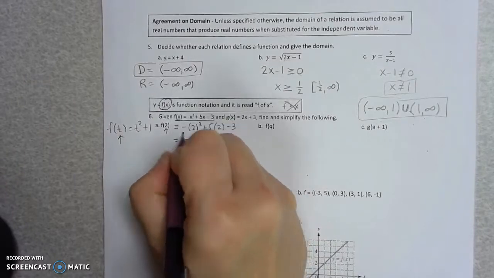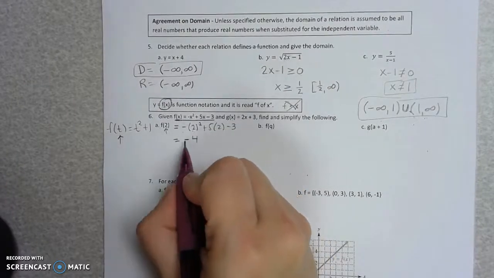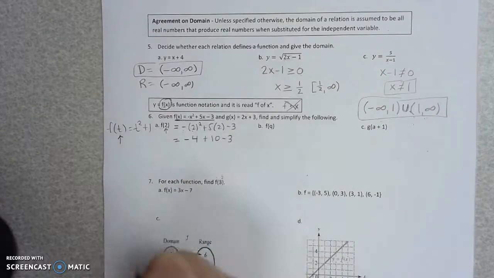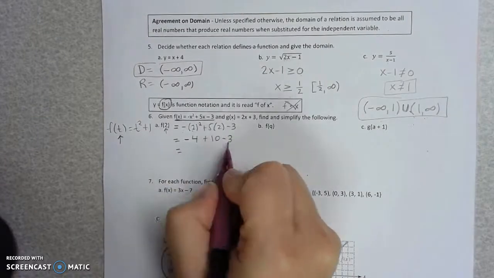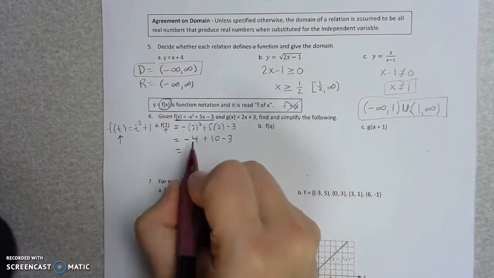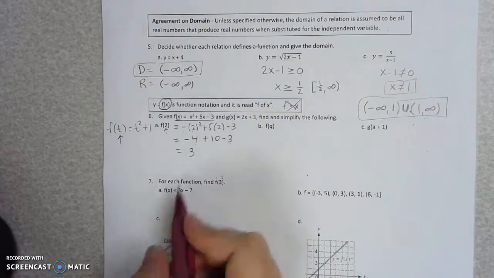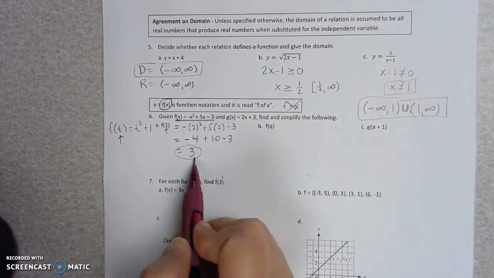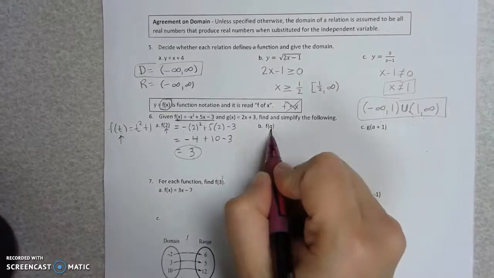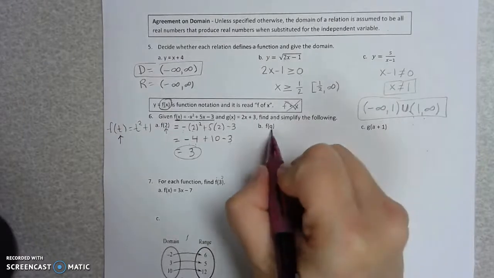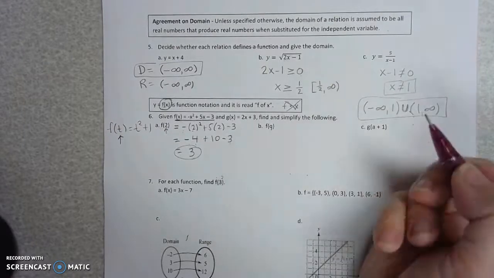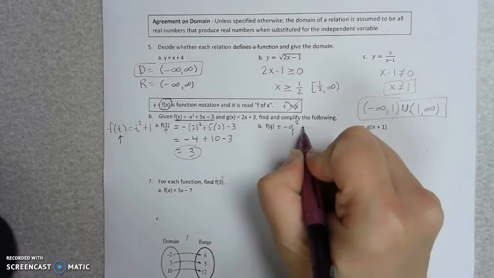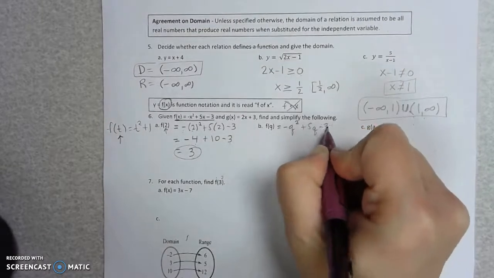Alright, so 2 squared is 4, and then the opposite of that makes negative 4. Plus 10 minus 3. Then negative 4 and negative 3 are negative 7, plus 10 makes 3. So if I put a number in, I should get a number out. And here, f of q simply means everywhere there's an x, I'm going to put a q. So that'll give me negative q squared plus 5q minus 3.